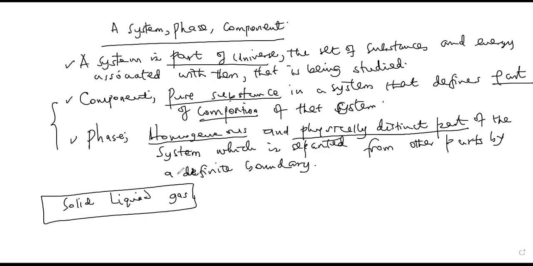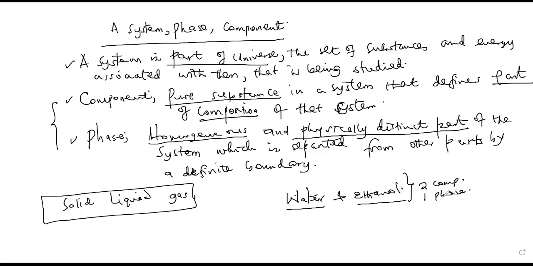But when it comes to a component, when you say water and ethanol, these are two components. We have a water component, we have an ethanol component, but one phase, all of them are in liquid state, one liquid phase. In other words, the pure substances that are defining this system are two. We have pure water, we have pure ethanol, but one liquid phase. So there are two components here, but one phase.